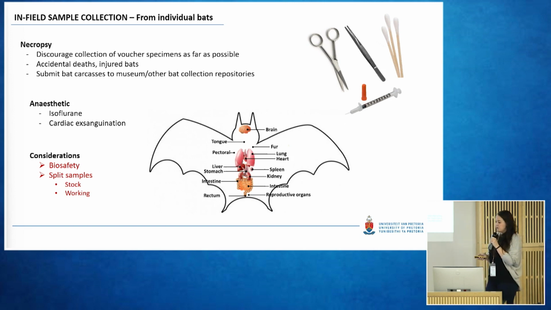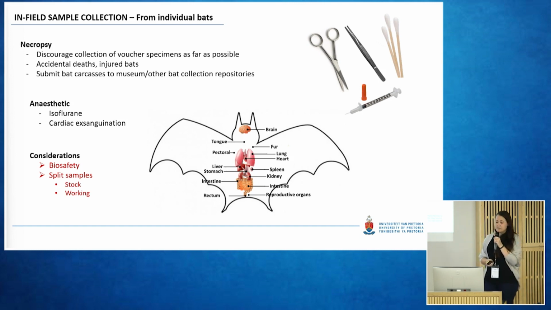And then the needle, sometimes during necropsy, you would see that the individual's bladder is full, and since we struggle to get urine samples from a lot of bats, it is nice to use the needle to just extract the urine from the bladder before the bladder is removed during the necropsy.